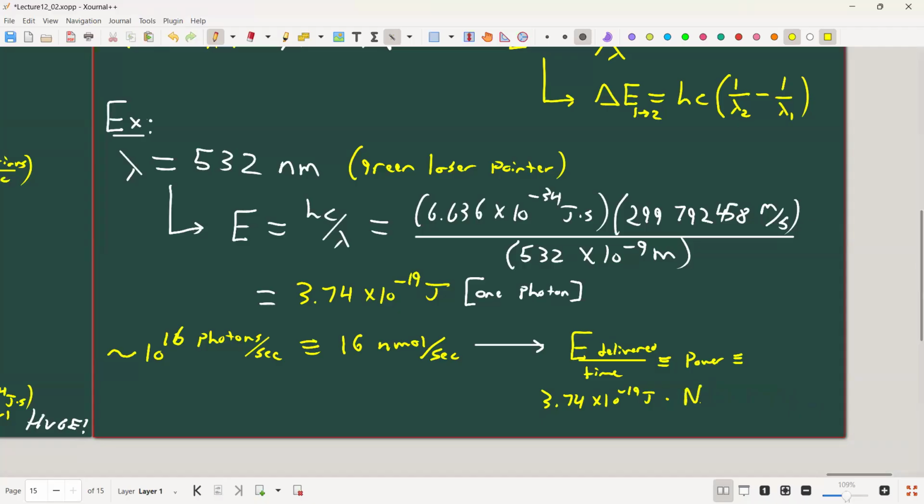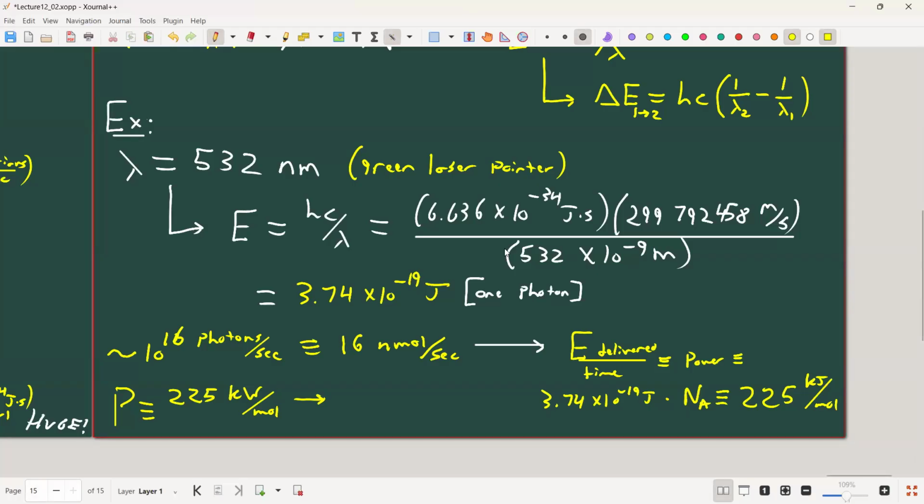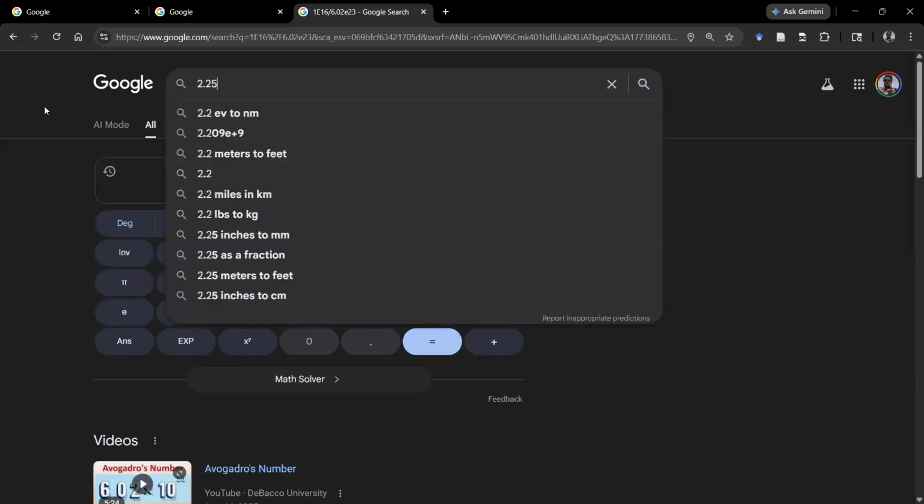So we'll multiply this by Avogadro's number, which is going to be 225 kilojoules per mole. So that means that the power delivered by a laser pointer is 225 kilowatts per mole. And then for a laser pointer, we can multiply that by nanomoles, 10 to the 16 nanomoles. So that's going to be 2.25 E3.